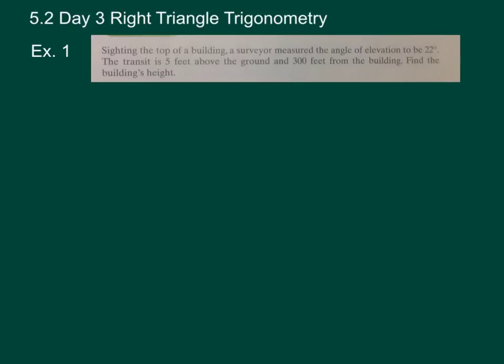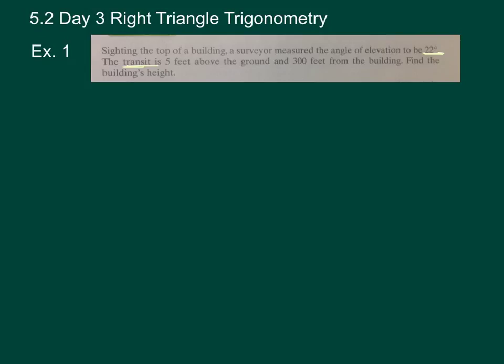5-2 Day 3 Right Triangle Trigonometry. In example 1, it says, sighting the top of a building, a surveyor measured the angle of elevation to be 22 degrees. The transit is 5 feet above the ground and 300 feet from the building. Find the building's height. Just to give you a little history if you don't know, a transit is a tool that they use to measure an angle of elevation.